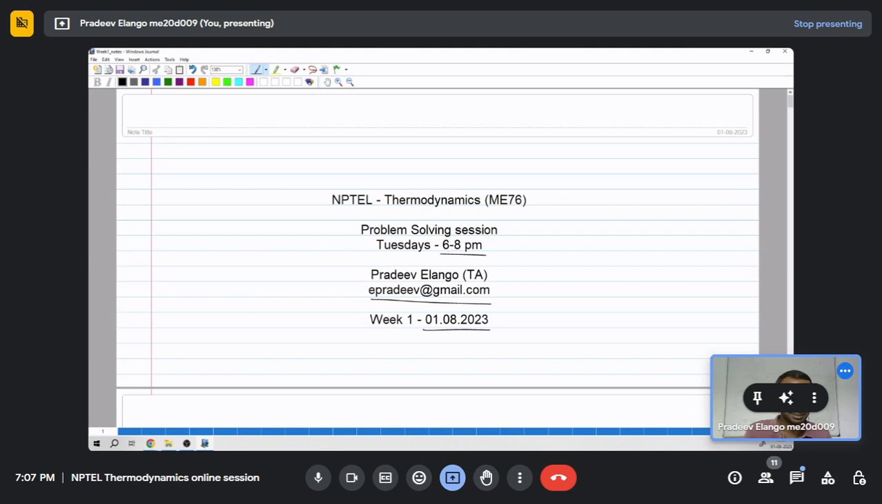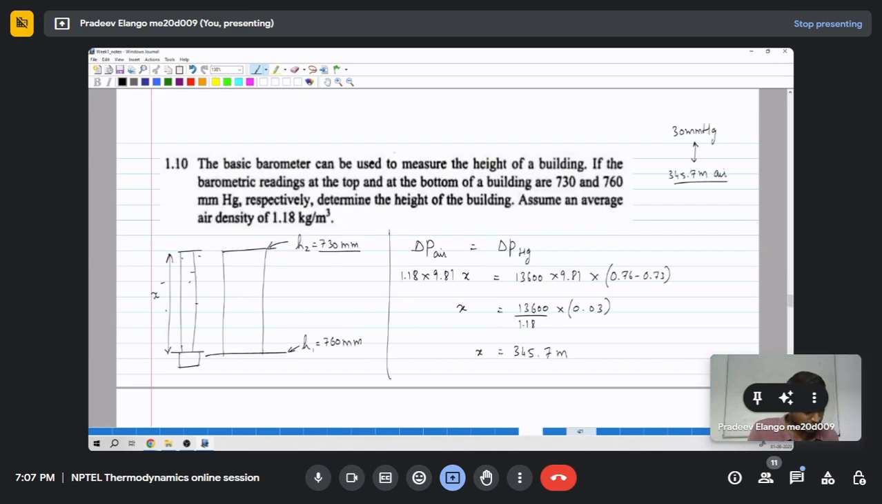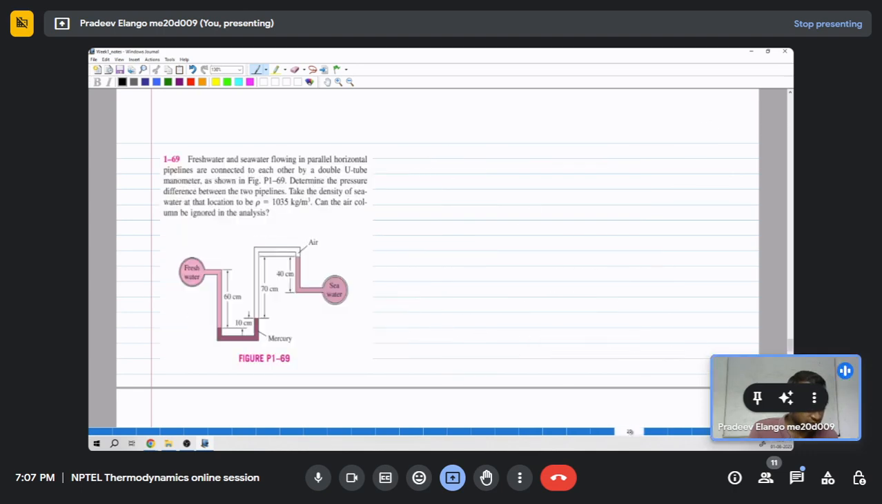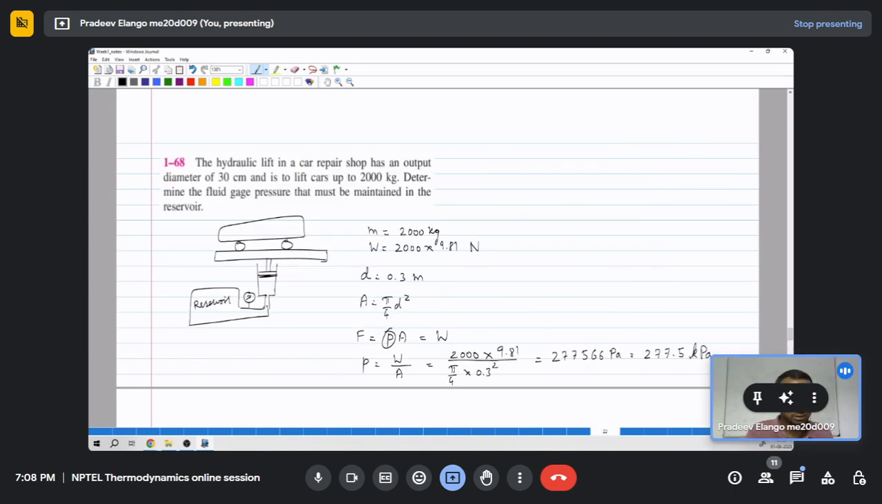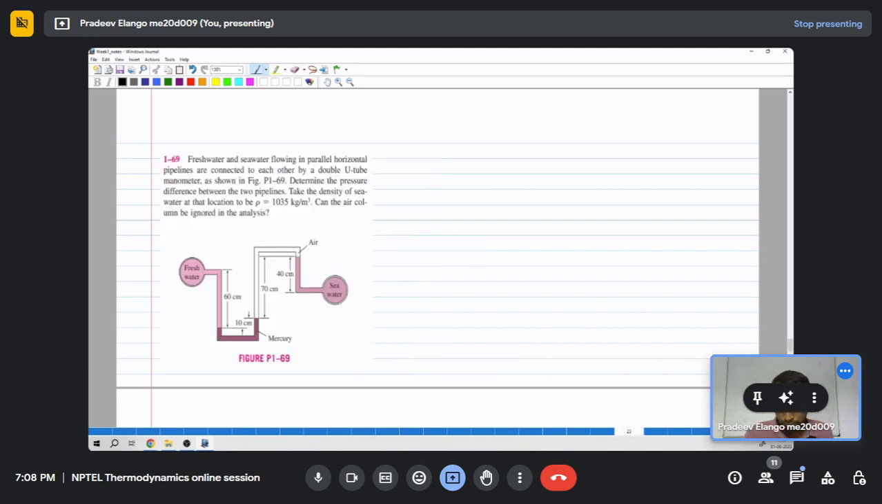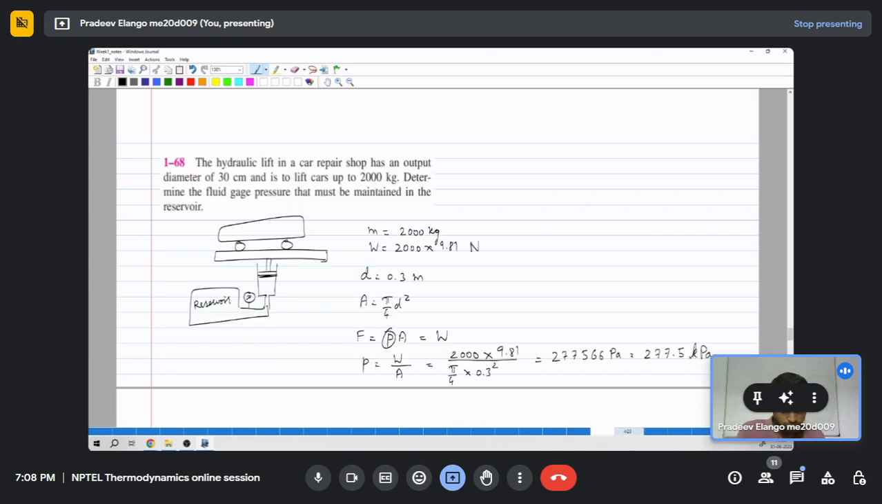You are in the right class. Just because in the first week I cannot go through the in-depth topics like work and heat, I'm just going through some basic pressure calculations. And you can also see these problems in the thermodynamics book by Cengel. If you don't have any questions on this problem, I can move on to the next one.